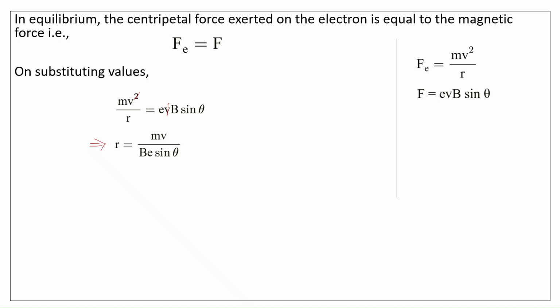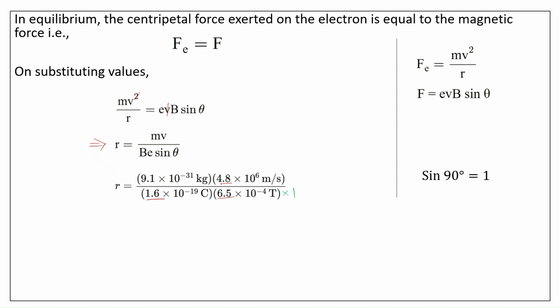Therefore, r is equal to 9.1 into 10 to the power minus 31 kilograms into 4.8 into 10 to the power 6 meter per second, by 1.6 into 10 to the power minus 19 coulomb into 6.5 into 10 to the power minus 4 Tesla into sin 90 degree. Here, sin 90 degree is equal to 1.